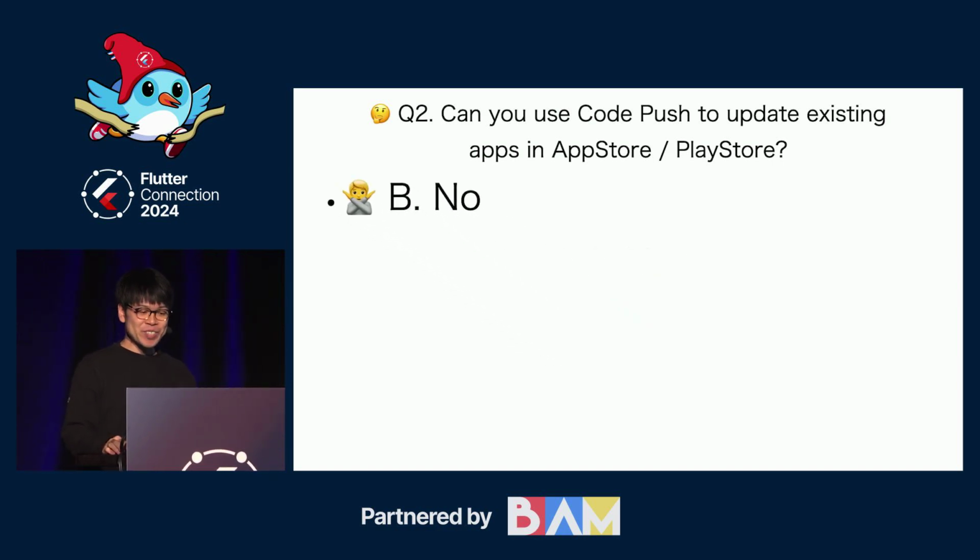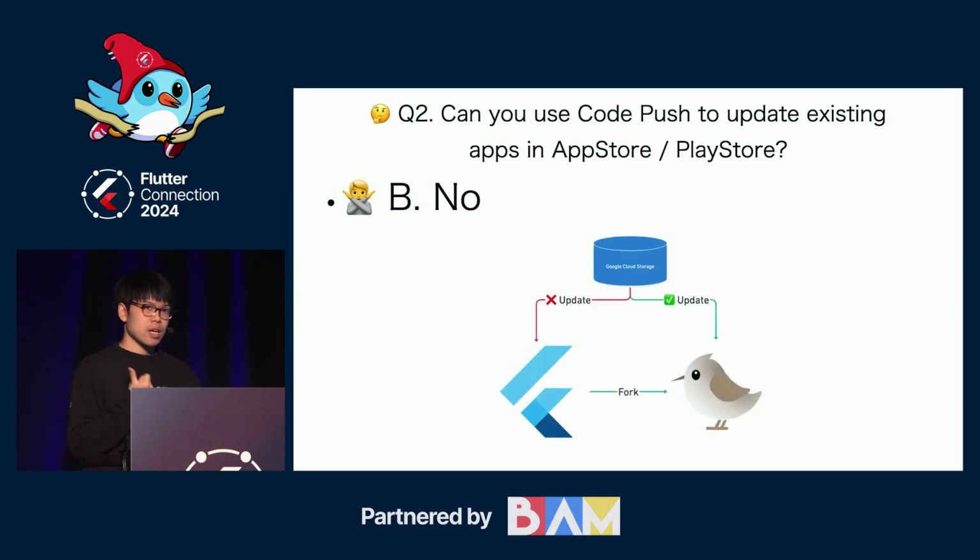The answer is no. So you can use code push, but I'll explain the details. You can use code push for existing apps built by Flutter. The app listed in the App Store and Play Store was built by Flutter. As I said, it doesn't have the functionality to update the app contents. In other words, the app in the store doesn't have the code push functionality. The app cannot get updates from the Shorebird server nor reflect changes to the app.